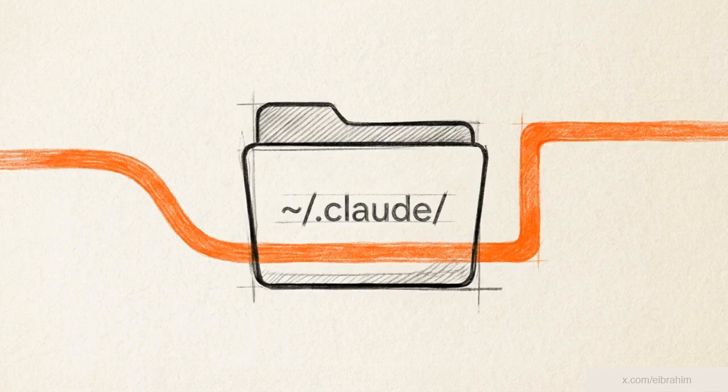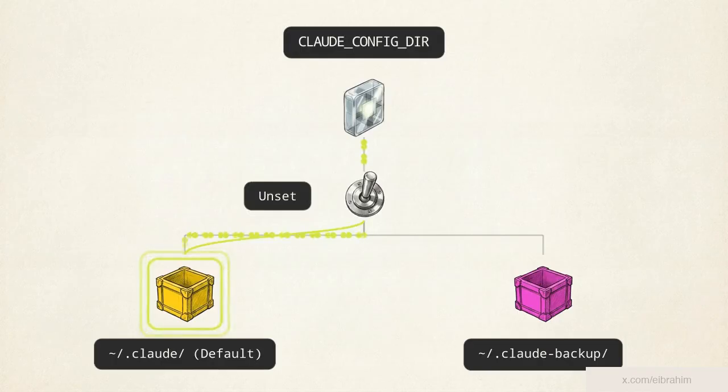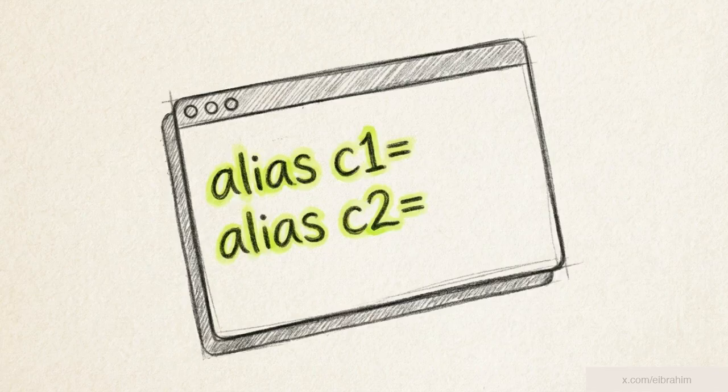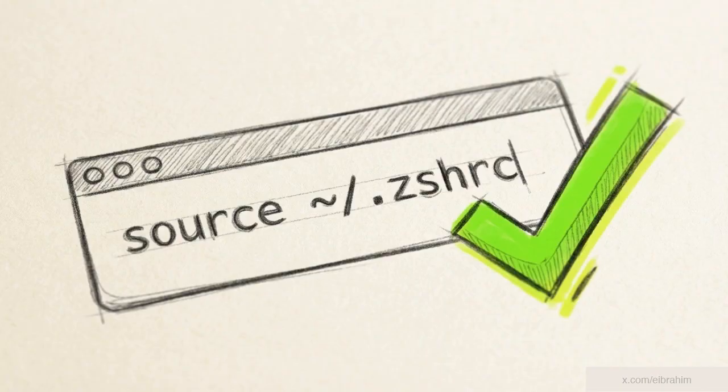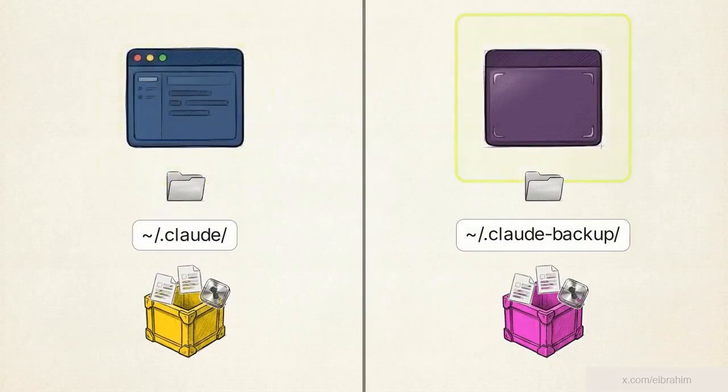To run two accounts, we need to bypass this default behavior. The environment variable CLAUDE_CONFIG_DIR tells the application which folder to use. The alias C1 unsets this variable, forcing the app to its primary directory. The C2 alias sets it to a new path, redirecting to a separate backup folder. Once you add these aliases to your shell configuration file, you'll need to reload that file in your terminal for the changes to take effect. By toggling this variable, you effectively maintain two independent environments for the AI that never interact with one another.